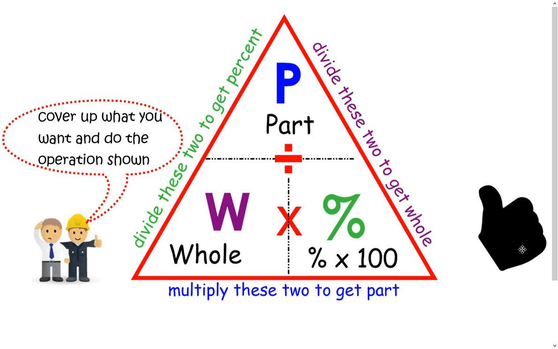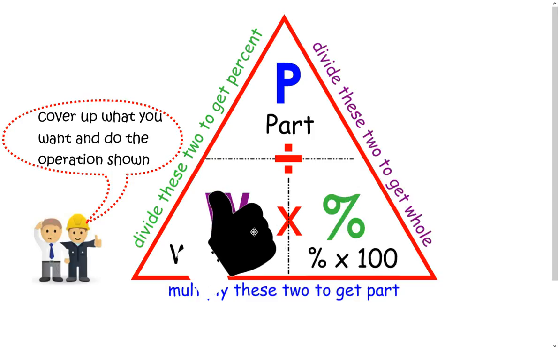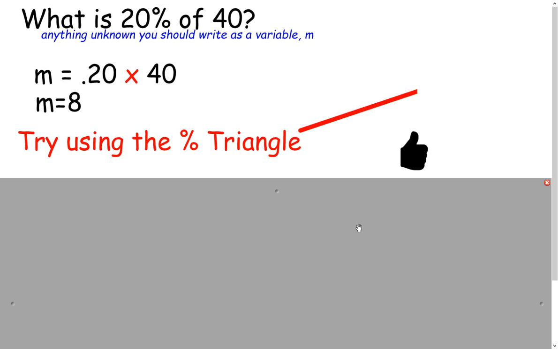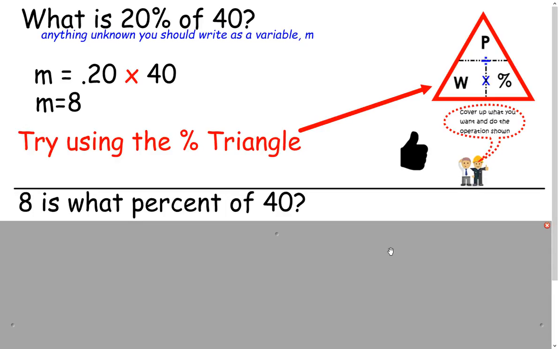For example, if I want to find the percentage, I'm going to cover it up with my thumb, and then I'm going to see that I take the part and divide by the whole. So divide these two to get the percent. Or if I want to find the whole, I'm going to take the part and divide by the percentage, divide those two to get the whole. Or if I want to find the part, I'm going to take the whole and multiply it by the percentage to get the part. So you're going to cover up what you want to do to get to the operation to get the answer. So we're going to use the triangle method and try 8 is what percent of 40.